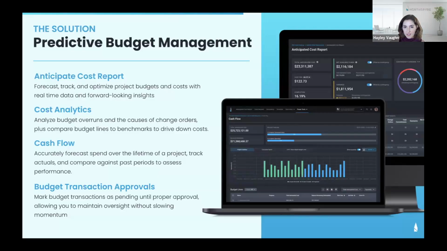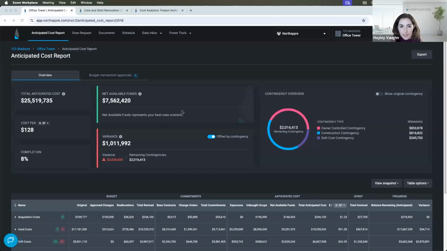Haley? Thank you, Kelsey. I will share my screen here. All right, so right now we're looking at Northspire's anticipated cost report. This is really a decision-making tool that you can use to make better and smarter decisions because you're forecasting these potential exposures that Kelsey alluded to, 3 months from now, 6 months from now, 1 year, 3 years from now. All of that is here for you to be able to make better decisions moving forward on your project.